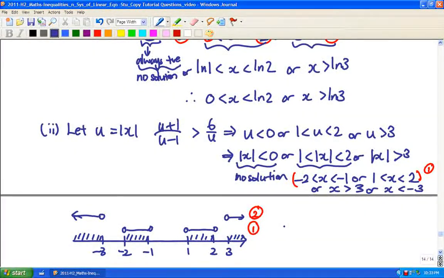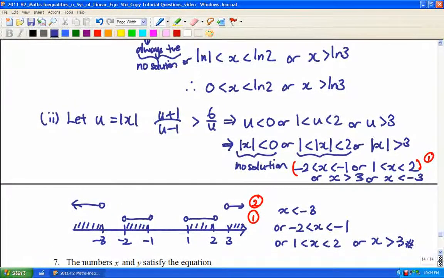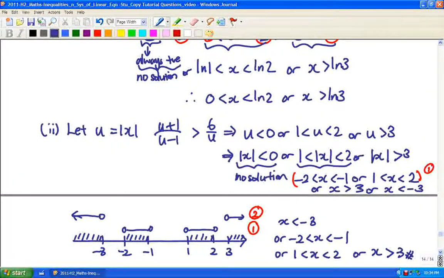So our final answer would be x is less than -3, or -2 is less than x is less than -1, or 1 is less than x is less than 2, or x is greater than 3. Do expect that sometimes your final conclusion may be quite tedious to write.